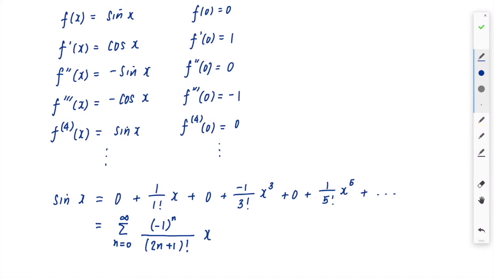And then x to the power of 1, 3, 5. So these are also odd numbers. So here we match up with the odd numbers that we see in the denominator. Okay.